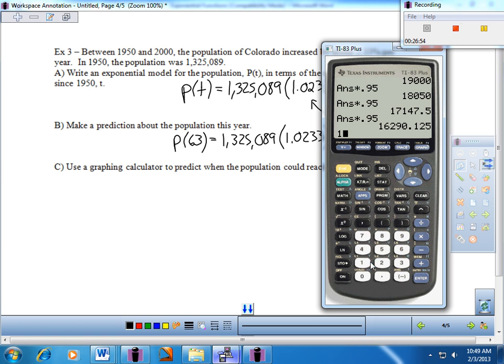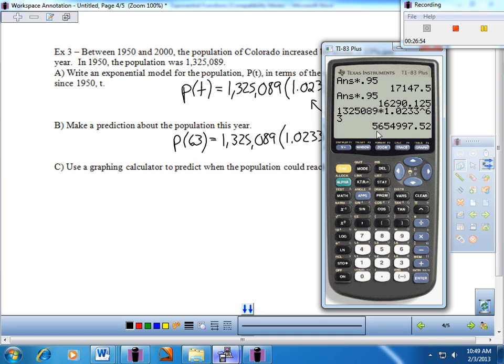So 1,325,089, and then times 1.0233. Make sure I have that right. Cool. Raised to the 63rd. And so let's see what we get here.